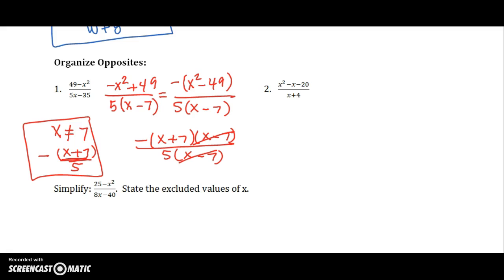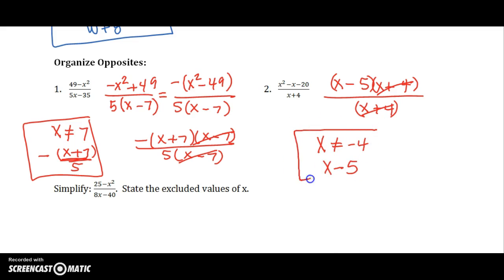Okay, and number 2, we'll have to factor the top. Multiples of 20 that subtract to give us 1. So how about 5 and 4? So negative 5, the larger number is going to be negative. Positive 4, they subtract to give us negative 1, multiply to give us negative 20 over x plus 4. I see a pattern. If I have x plus 4, I know that something's going to simplify. Oh, by the way, x cannot be negative 4 because that would make our denominator 0. And my simplified answer is just x minus 5.